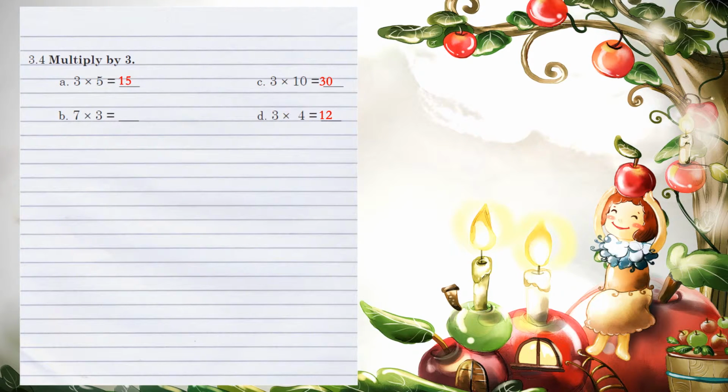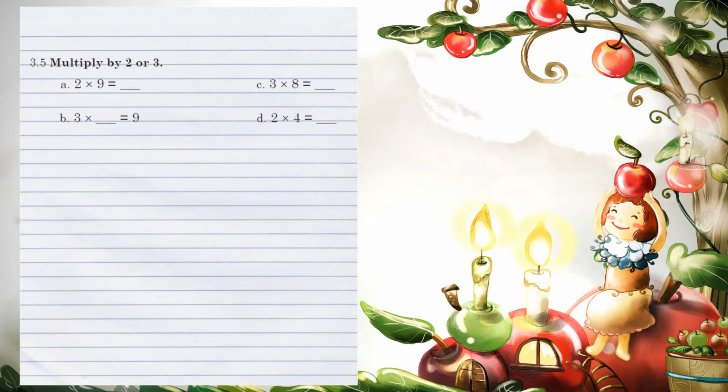Let's look at example B. 7 times 3. Now the 3 is coming second in our problem, but we're still doing the same process. I want 7 groups of 3. How much would that give me? That would give me 21.